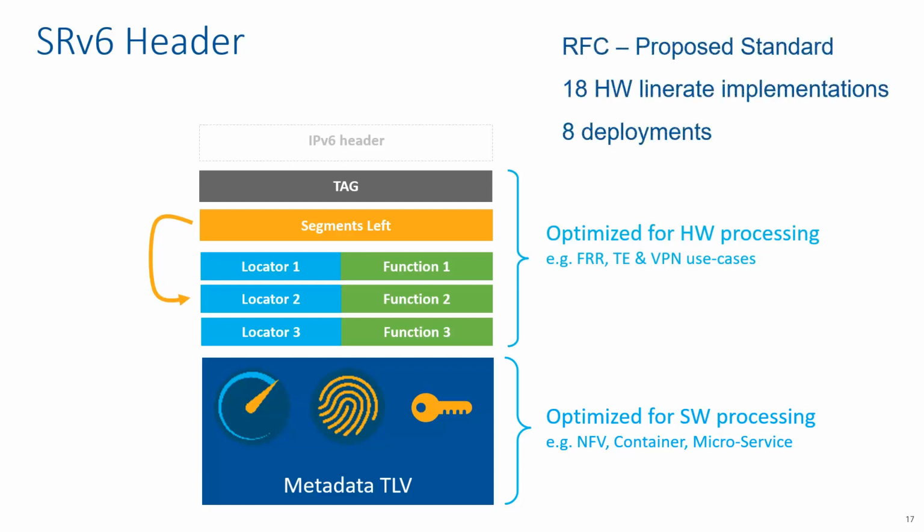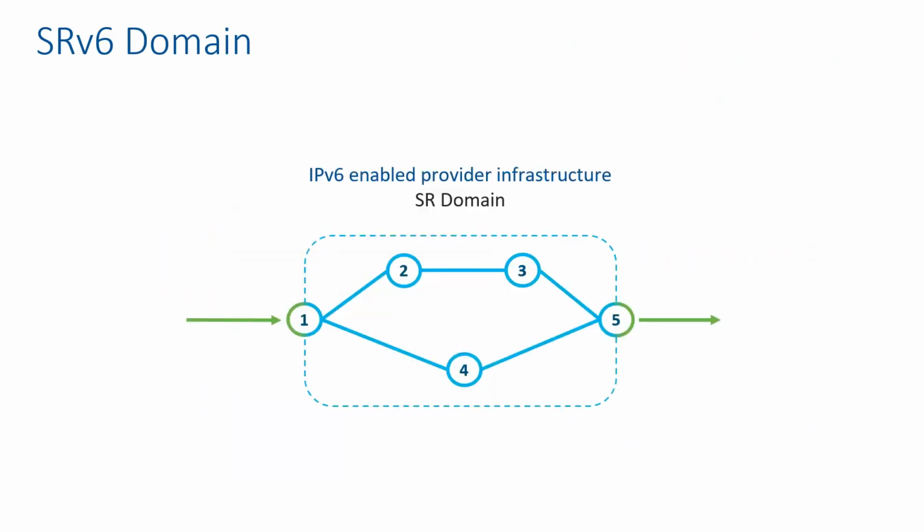We see that it has reached the mature status of proposed standard. It's RFC level at the IETF. It has 18 hardware line rate implementations with multiple public interop reports and 8 public deployments. These deployments have been reviewed in the previous recording of this multi-part recording that I'm doing in February 2020.